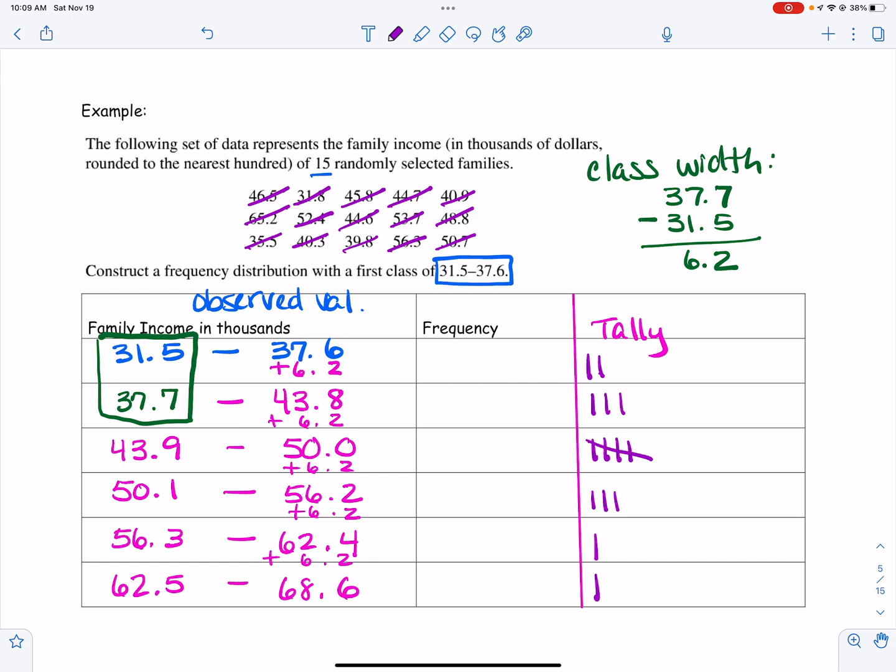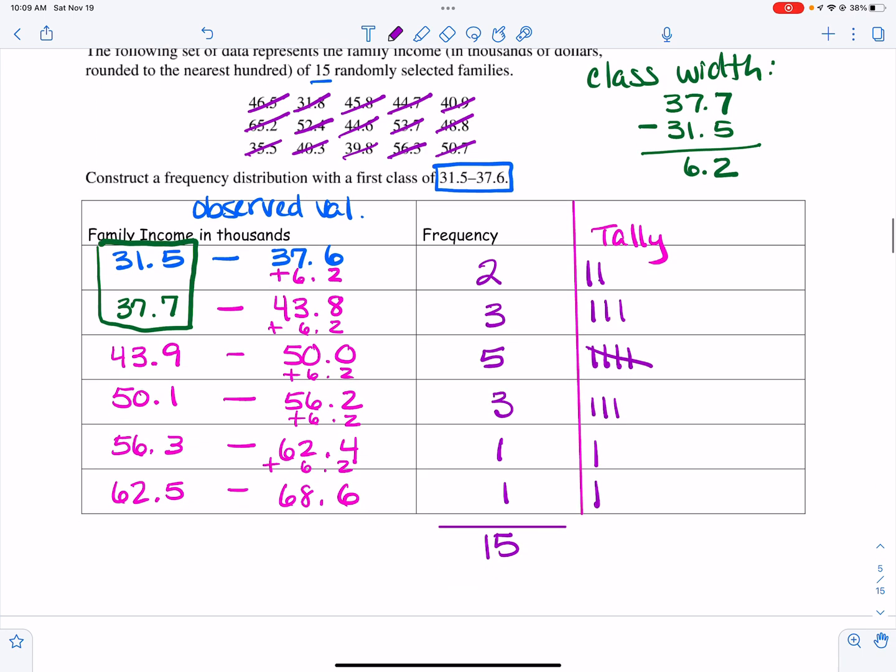And now I'm going to just write the frequencies. 2, 3, 5, 3, 1, and 1. And of course that should add up to the 15 families that we have.